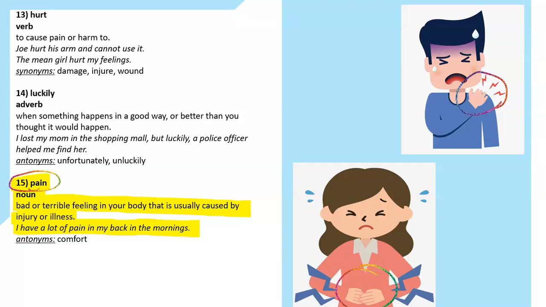Or I have pain in my shoulder. The places where you have pain are the places that hurt. Remember, hurt is a verb, it's our action word, and pain is a noun. So, when we're using it in a sentence, you can actually use it together. You can say, I hurt my arm, and now I have pain. It's a bad feeling. Now I have a bad or terrible feeling because I hurt my arm.